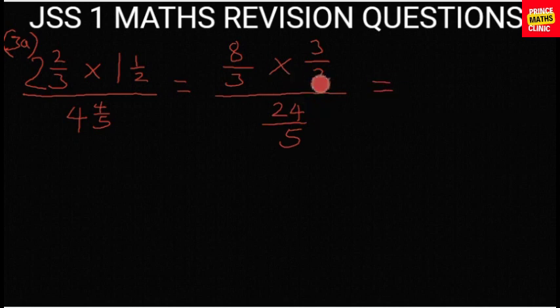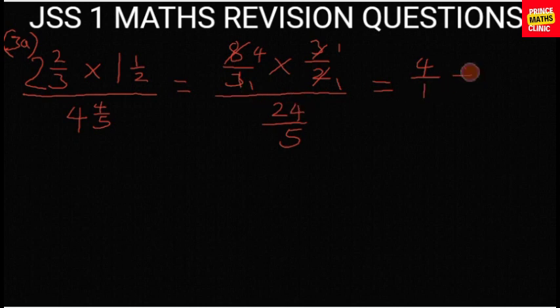Now watch out for what can cancel or what can divide. 2 here, 1; 2 here is 4. Then here we have 3, 3 here, 1. So what do we have here? We have 4 times 1, which is 4 over 1.